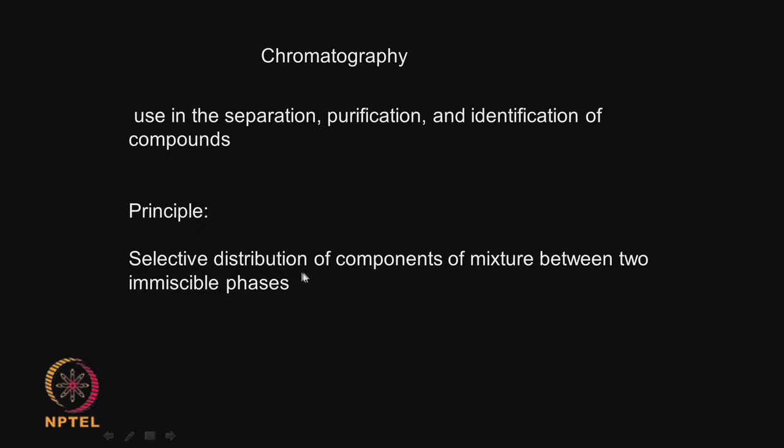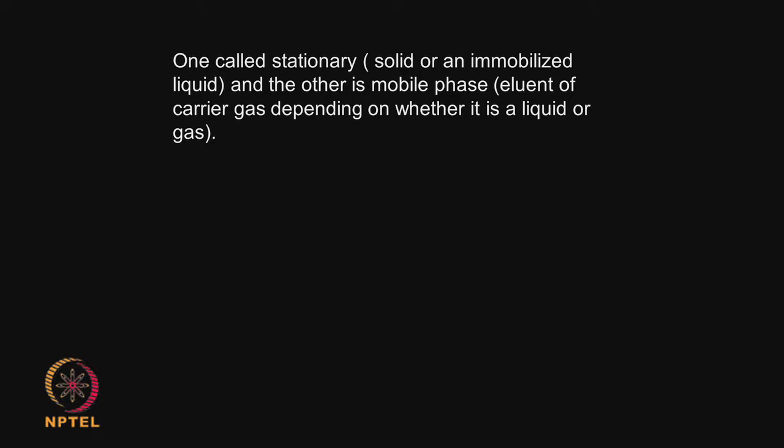So, in chromatography there is a selective distribution of components from a mixture between 2 phases: you may have a stationary phase and you may have a mobile phase. As the name implies, the stationary phase is a solid and the mobile phase is a liquid or sometimes a gas. So, one is called the stationary or solid or immobilized liquid. You can have pure solid alone or you can have a liquid immobilized on that. The other one is a mobile phase, it could be a gas or a liquid, and mixtures of gases and so on.